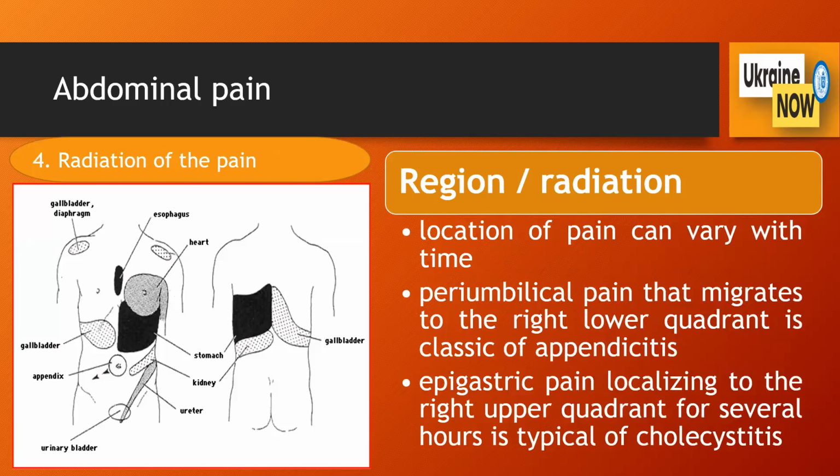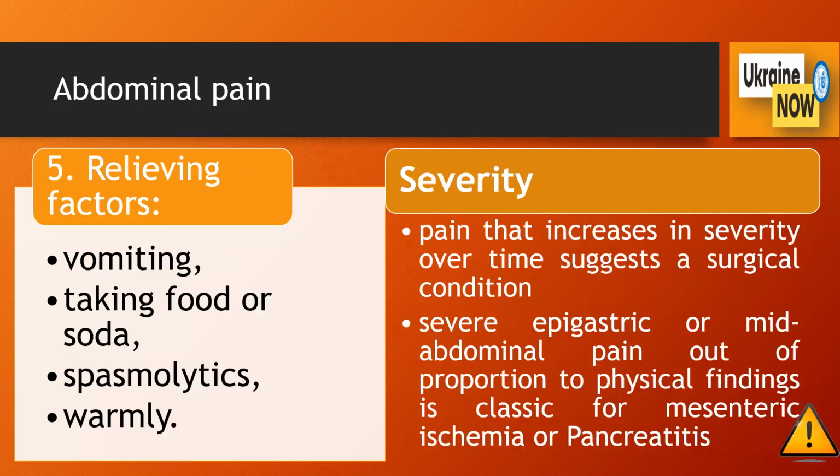One more characteristic sign of pain that we must ask about is radiation of the pain. For example, pain that radiates to the back suggests pancreatitis, cholecystitis. Pain that radiates to the shoulder reflects hepatitis or cholecystitis. And pain that radiates to the groin may indicate nephrolithiasis. And in conclusion, we must ask about factors that ease the pain, or relieving factors. They can be vomiting, taking food or soda, spasmolytics, and warmth.